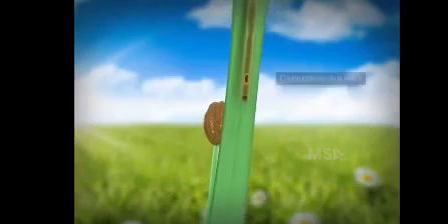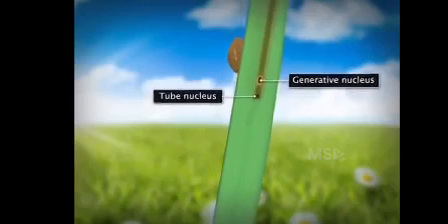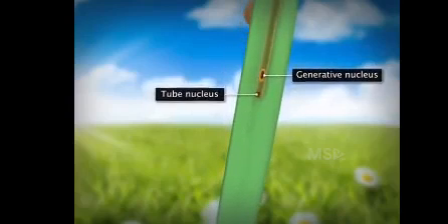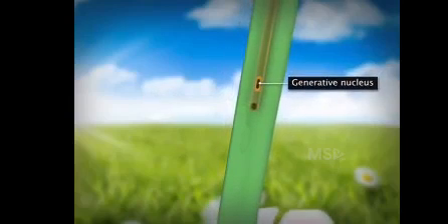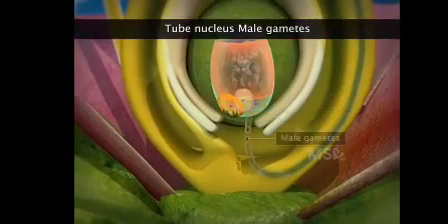Both the tube and the generative nuclei enter the pollen tube. The tube nucleus lies at the tip of the growing pollen tube. Inside the pollen tube, the generative nucleus divides by mitosis to form two male gametes. On reaching the tip of the ovule, the tube nucleus degenerates and the male gametes enter the female gametophyte for the process of fertilization.